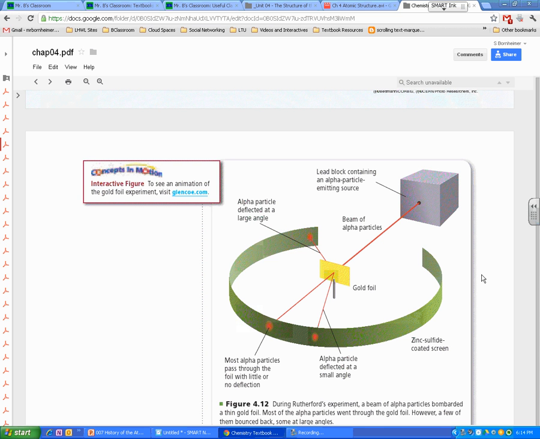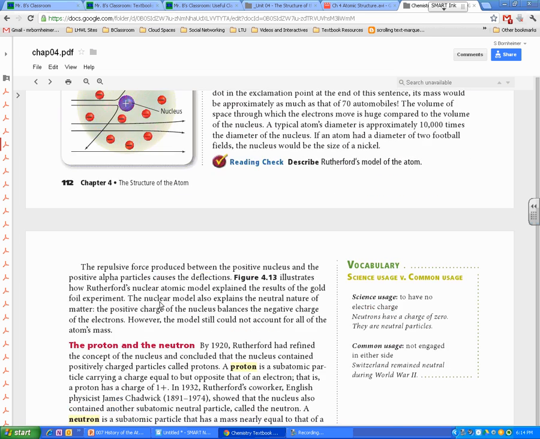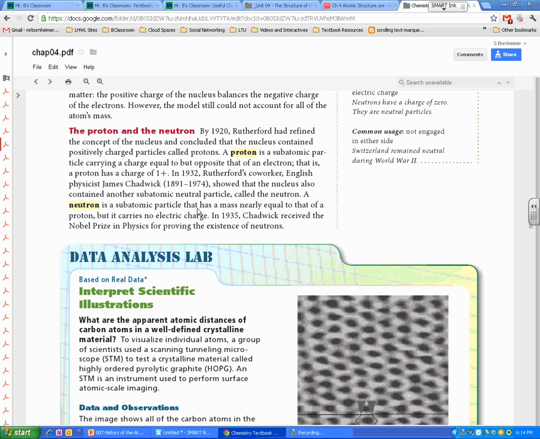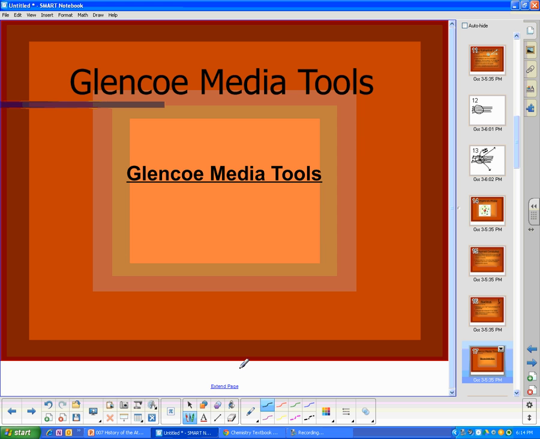Okay, so we move down. Rutherford therefore comes up with this model where we have major deflections here, minor deflection here, minor deflection here. As we scroll down even further, we have protons, neutrons, and so on and so forth. So we're really starting to get a better idea of the atom by the early 1910s. All right, so we're going to go to the next page here.